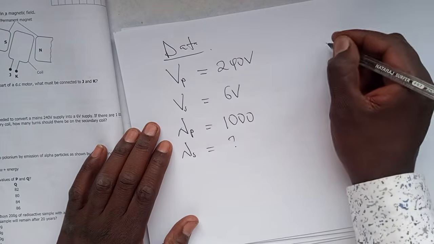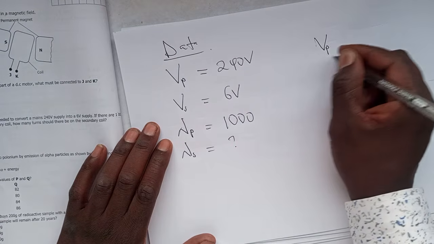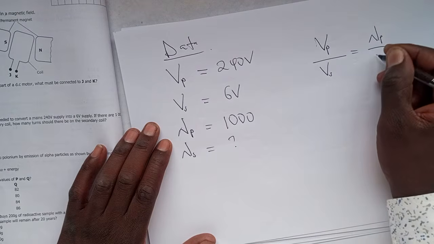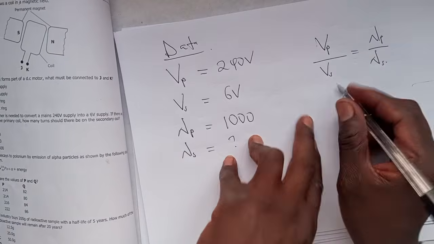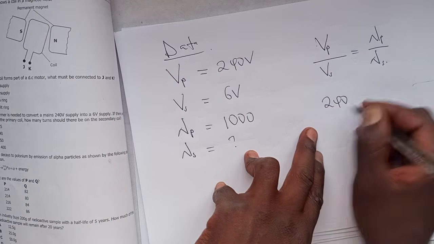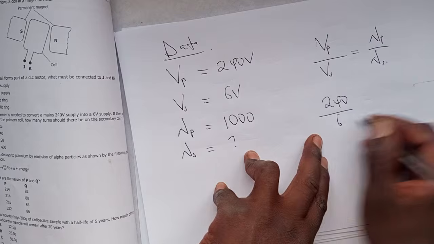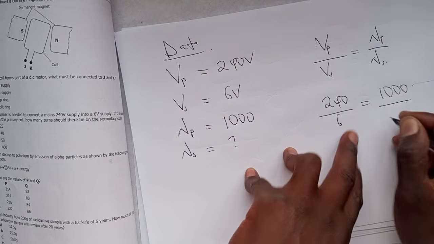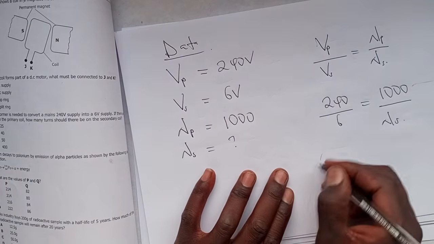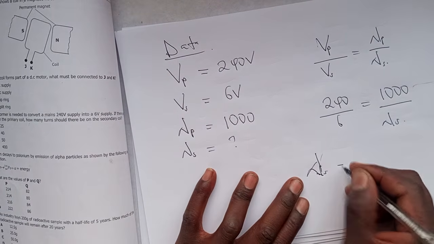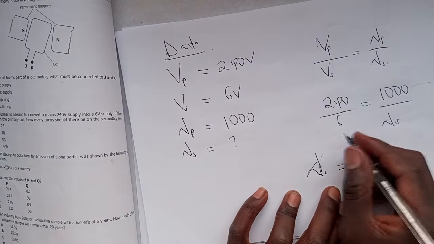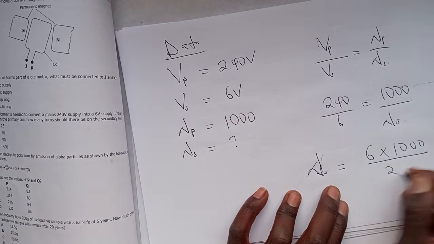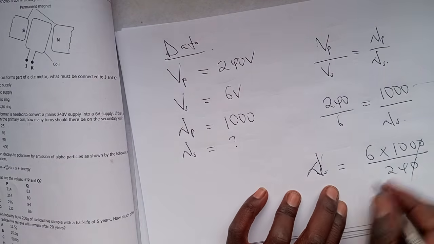So the formula is going to be Vp, voltage on the primary, over voltage on the secondary, is equal to number of turns on the primary over number of turns on the secondary. We have 240 over voltage on the secondary, 6 volts. Number of turns on the primary, we are told that it's 1000, over number of turns on the secondary. So here the formula is going to be number of turns on the secondary is equal to 6 multiplied by 1000 divided by 240.